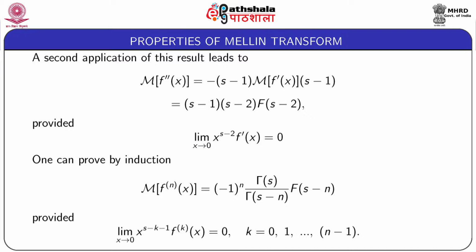Continuing in this way, we can prove by induction that the Mellin transform of the nth derivative of f is equal to (-1)^n Gamma(s) divided by Gamma(s-n) times F(s-n), provided the limit as x tends to 0 of x^(s-k-1) times the kth derivative of f(x) equals 0 for k equal to 0, 1, 2 up to n-1.